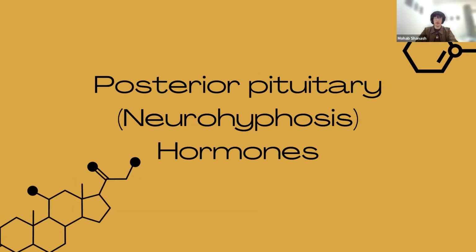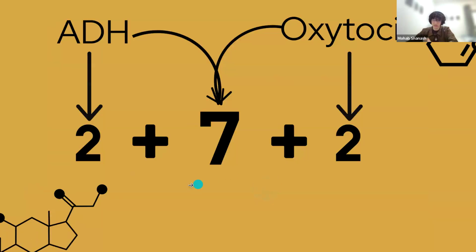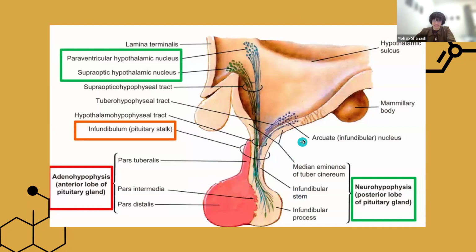Moving on to our posterior pituitary hormones, or the neurohypophysis. Just a quick recap, you have cell bodies in your hypothalamus, the paraventricular hypothalamic nucleus and the supraoptic hypothalamic nucleus. They produce the hormones and then send them down to the posterior pituitary to get released.